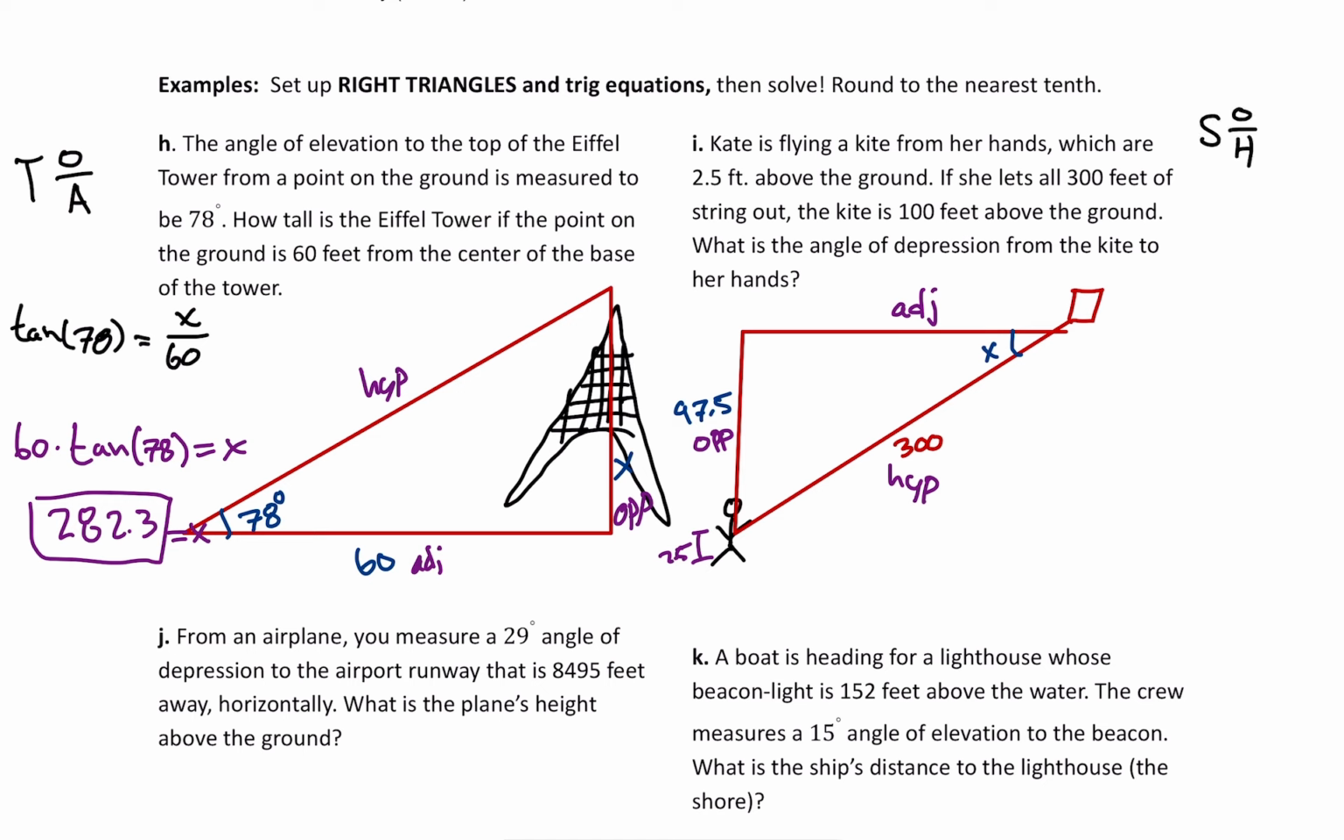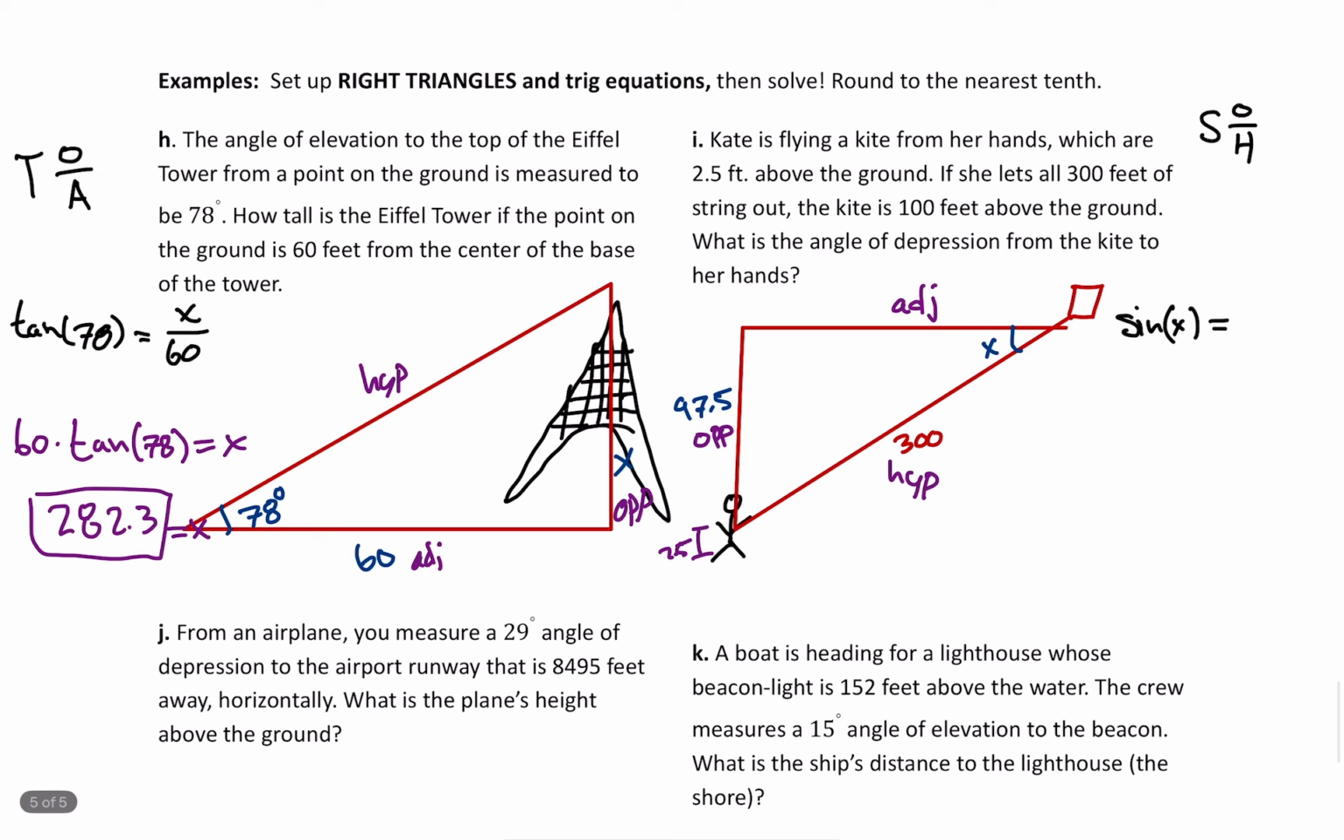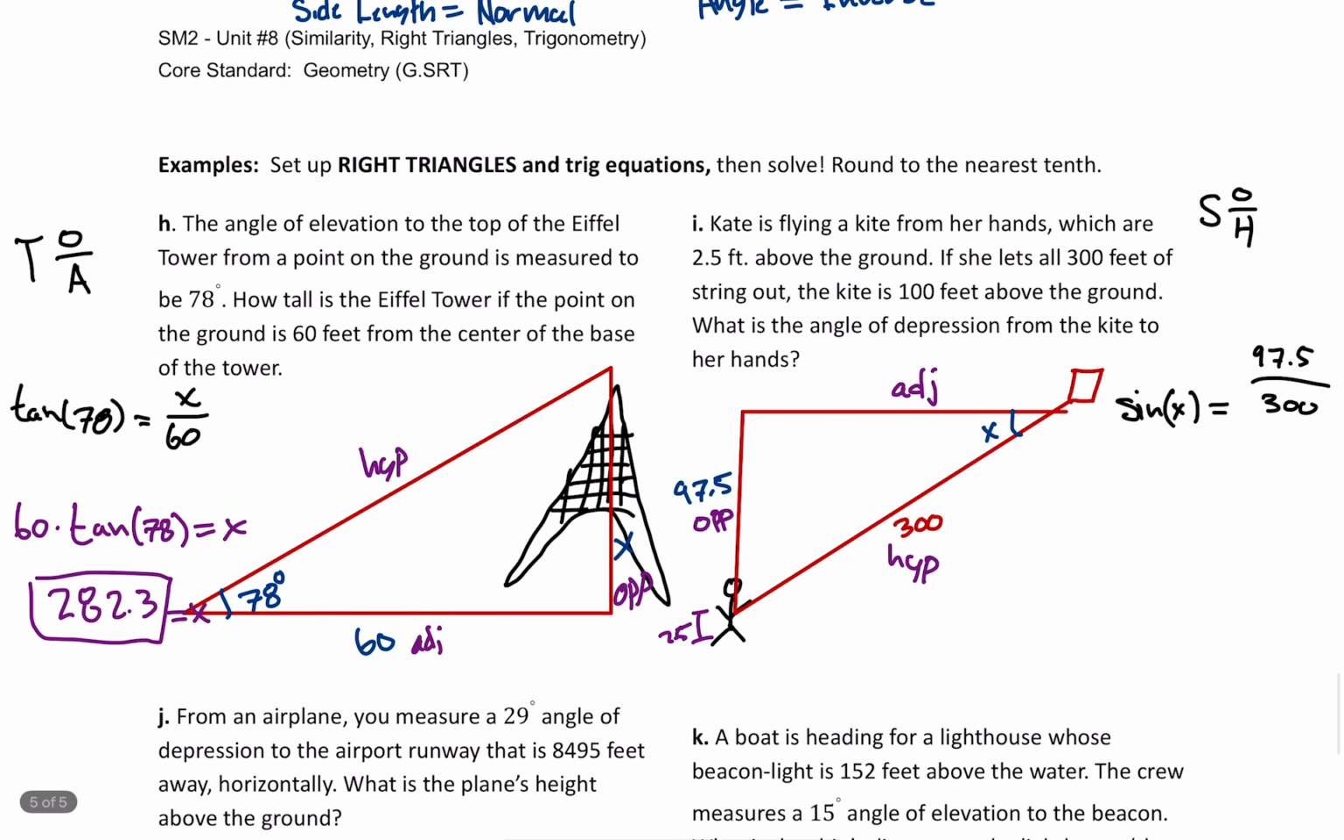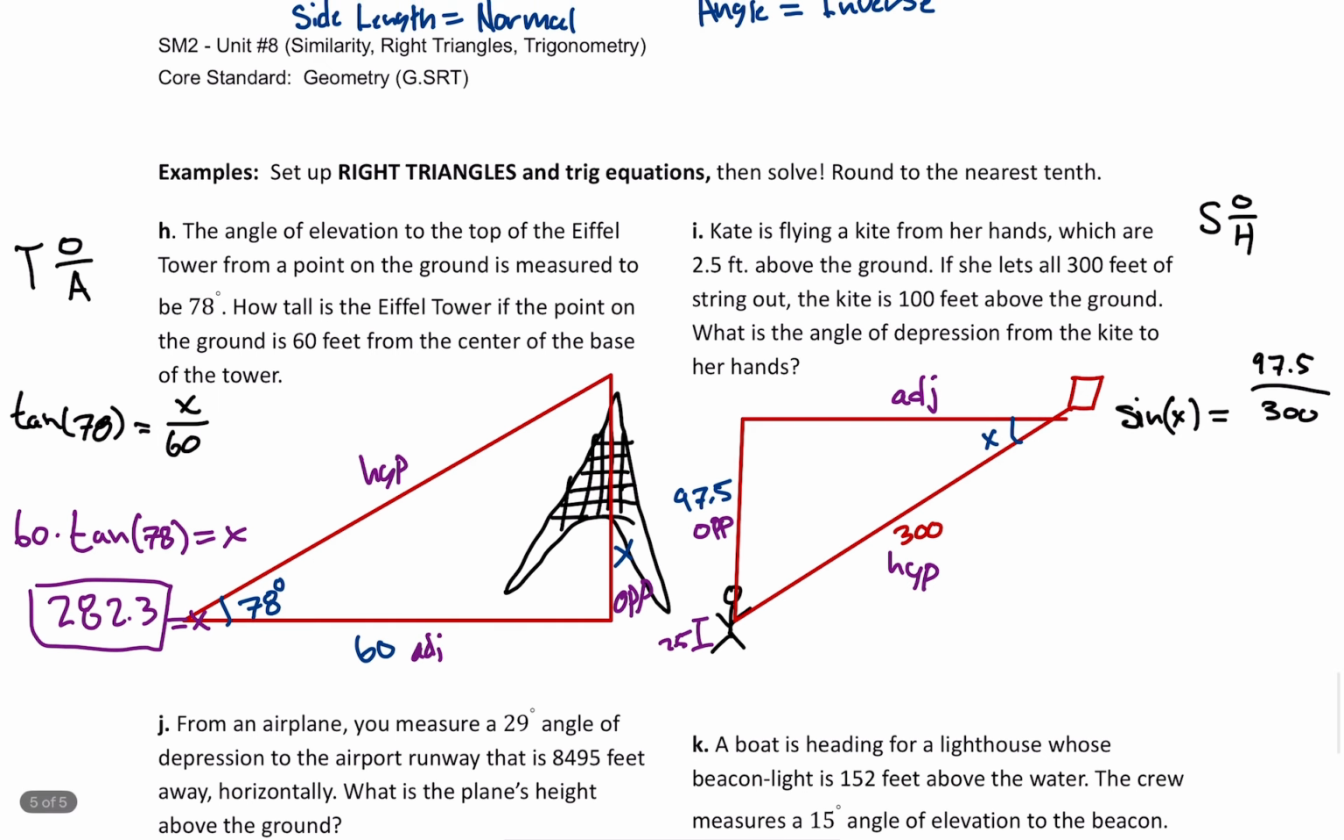Step 4, set up an equation. We're using sine, so we'll start with the sine. And then our angle, which is x, and that's equal to our ratio, opposite over hypotenuse, excuse me. So 97.5 over 300. Now we need to decide, are we looking for a side length or an angle? We're trying to solve for this angle right here, x, so we're going to use an inverse trig function.